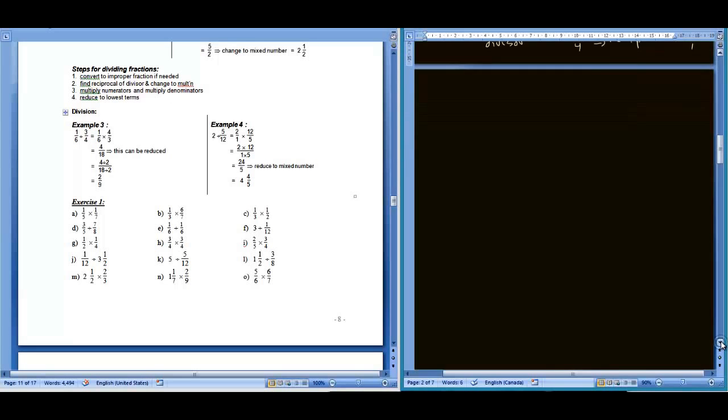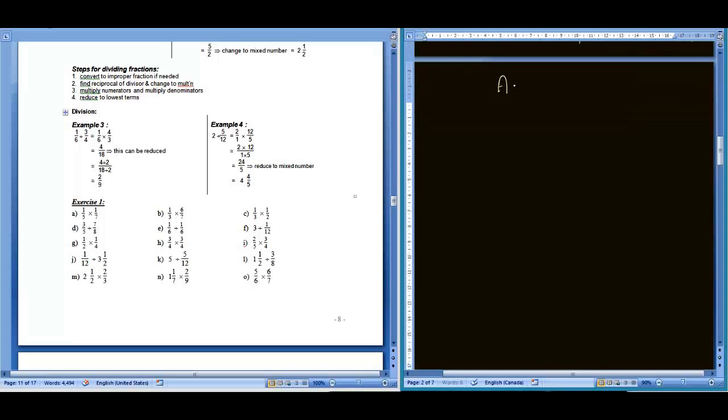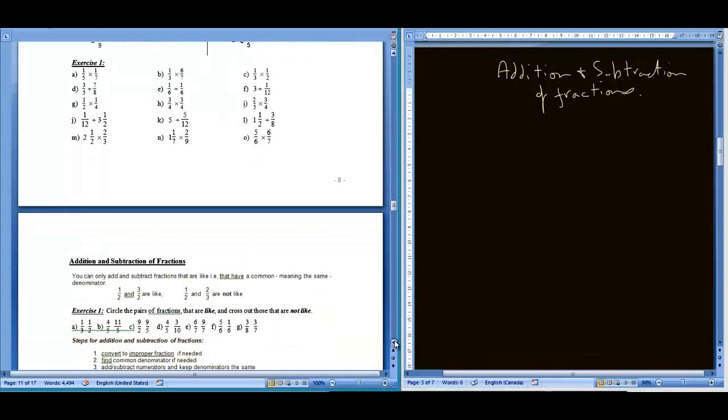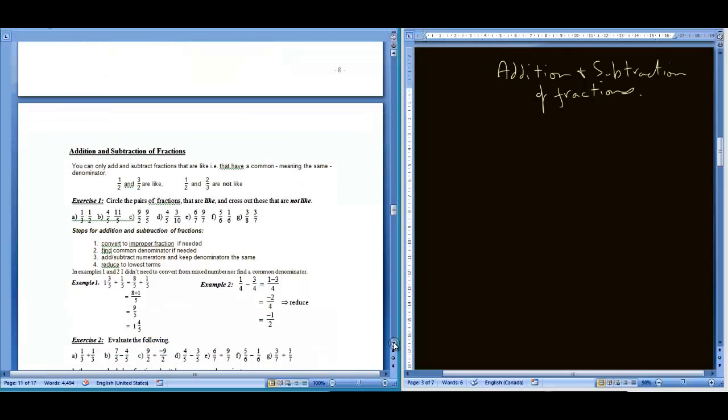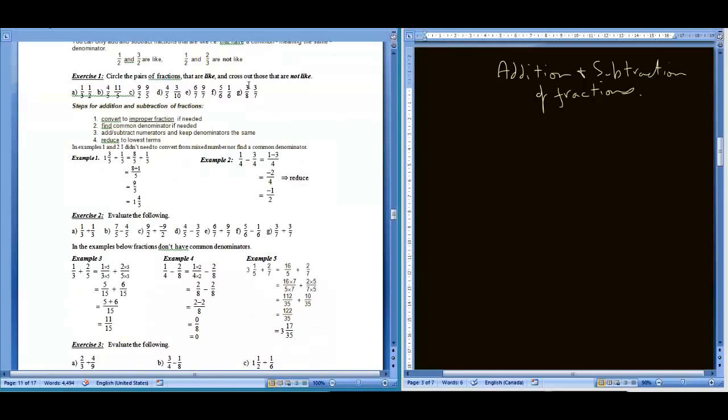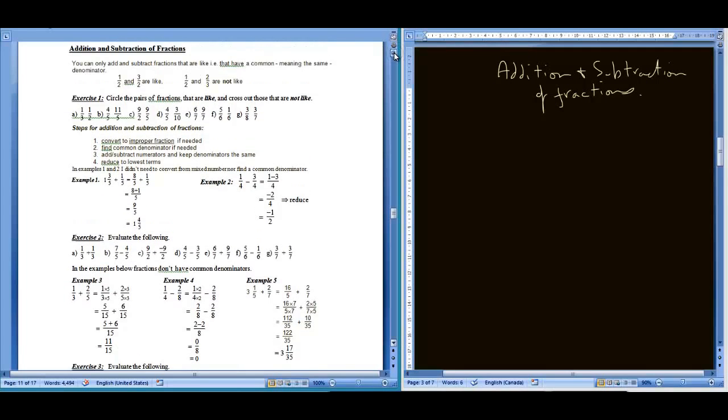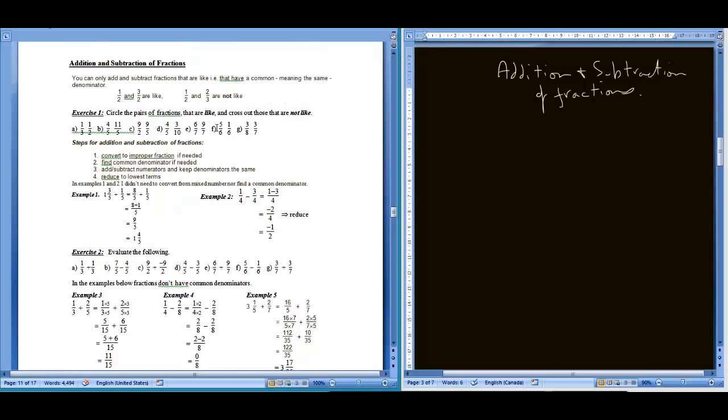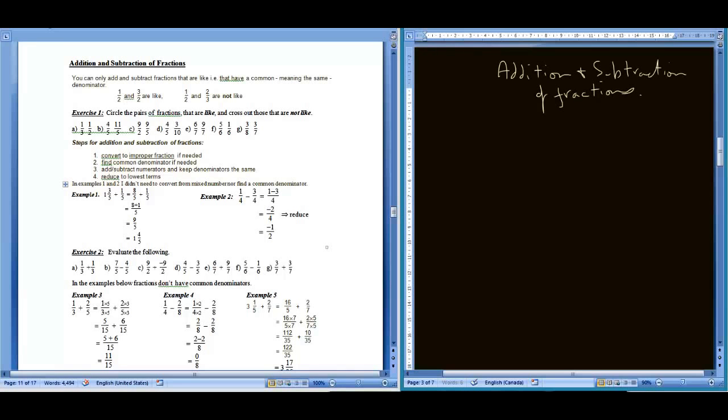Let's get into addition and subtraction of fractions. By the way, these are all on Math Essentials. Addition and subtraction of fractions. Two fractions are like, over here, if they have the same denominator. These are like, these are not like. So first exercise is like you do on your own. And so then I'm going to just demonstrate visually what is happening when we're adding like fractions.